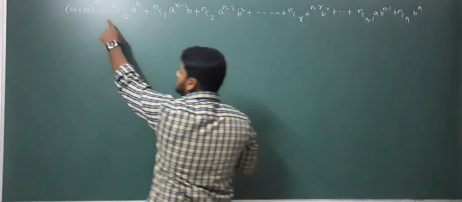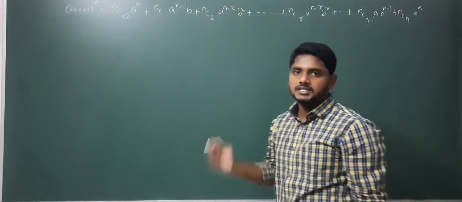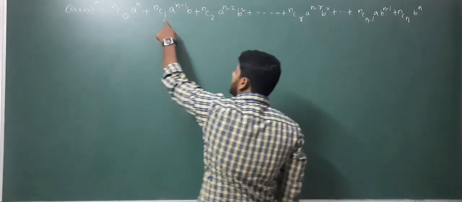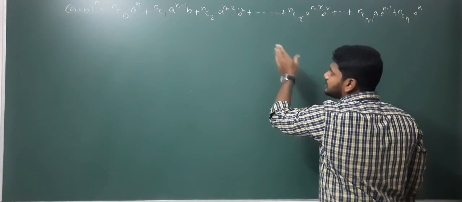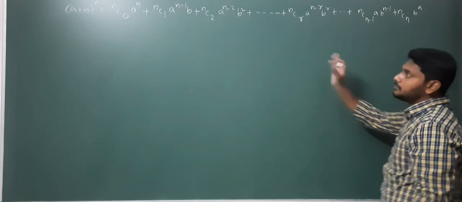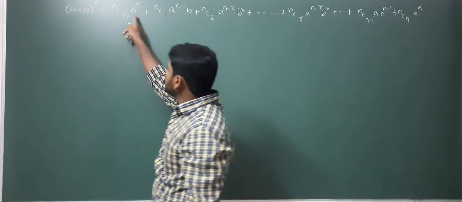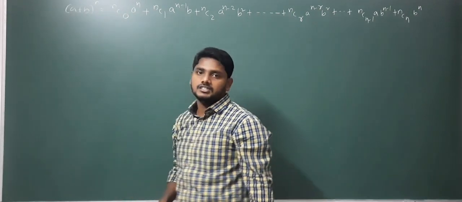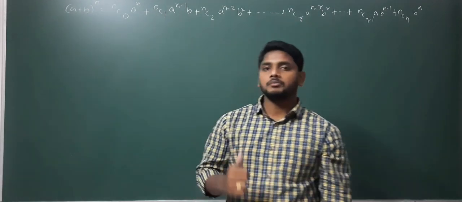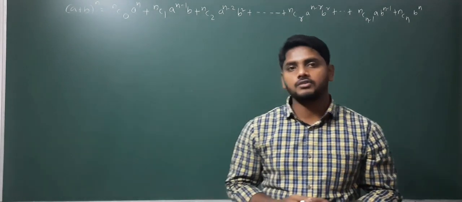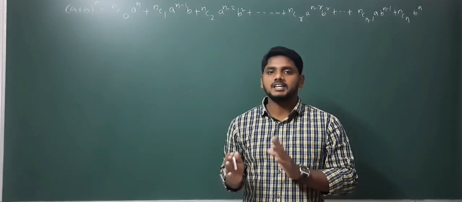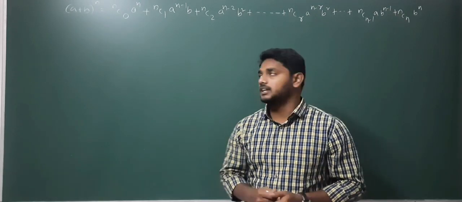If you observe, the index is n, which means the number of terms will be n plus 1. And when it comes to binomial coefficients, they start from nC0, nC1, nC2 and so on, with the middle term nCr, then nC(n minus 1) and nCn. So these are binomial coefficients: the coefficients before these terms. In the expansion of (a + b) whole power n, how many binomial coefficients? n plus 1. In the expansion of (x + y) whole power 7, how many binomial coefficients? 8.